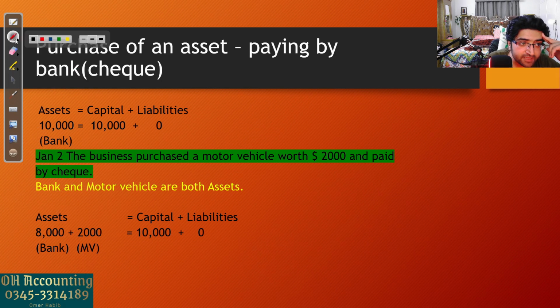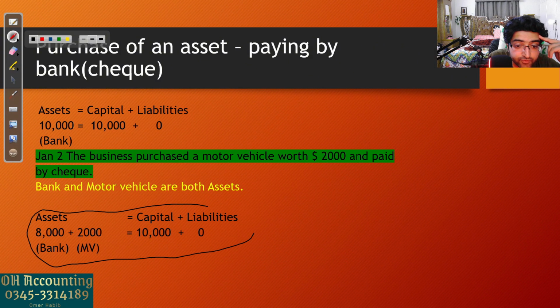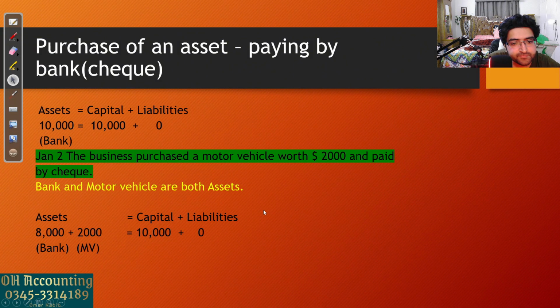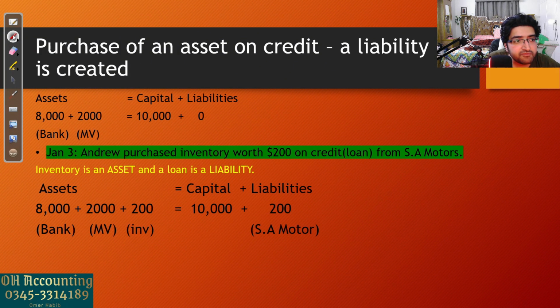Now I will copy this to the next slide so that we continue from here, and then we read the next transaction and make the impact on the accounting equation. Okay, moving this forward. This is where we are. We have 8,000 in our bank. We have a motor vehicle worth 2,000. Capital is 10,000 and liabilities are 0.